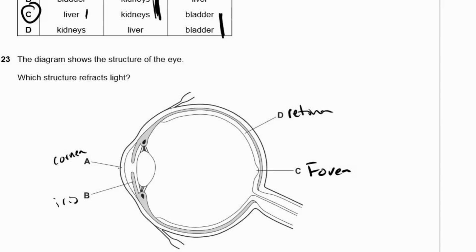Now, of all these things, when the light goes in, there's only a few things that can refract the light. The cornea changes the light a little bit. It's not the main section of refraction, but the cornea does refract light. The iris just changes the amount of light that hits the retina, and the retina and fovea just sense the light, just detect the light. So the lens is the main structure that refracts the light, but the cornea also refracts the light. So the answer is A.